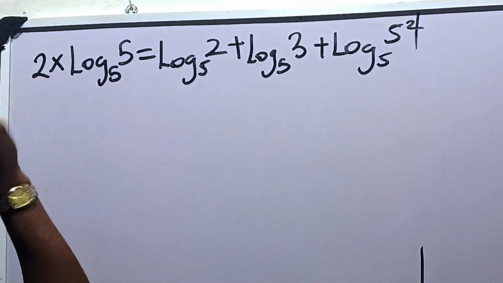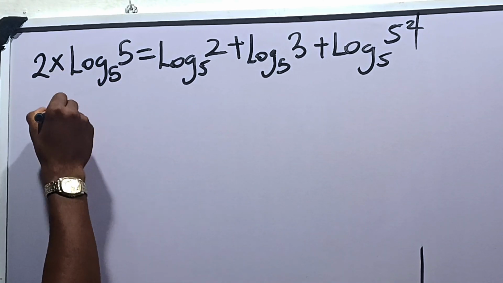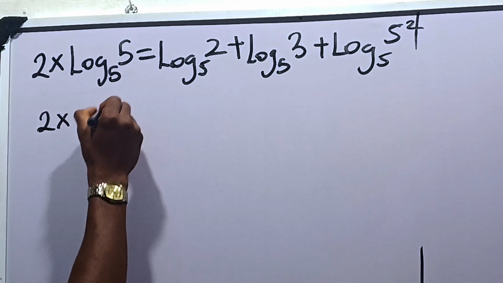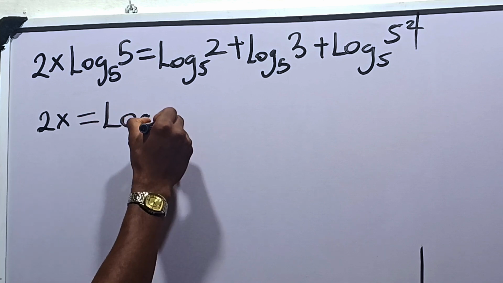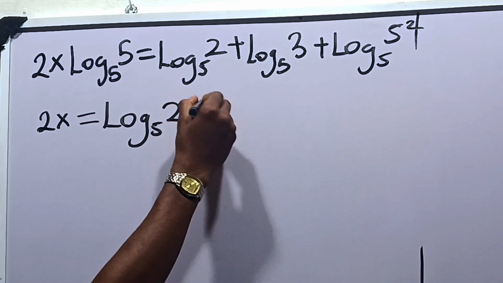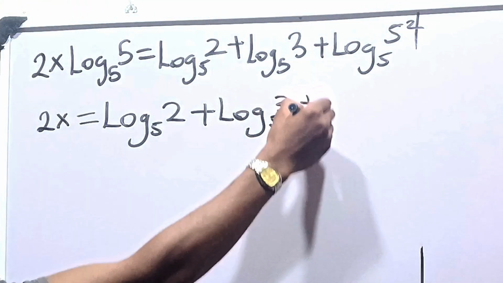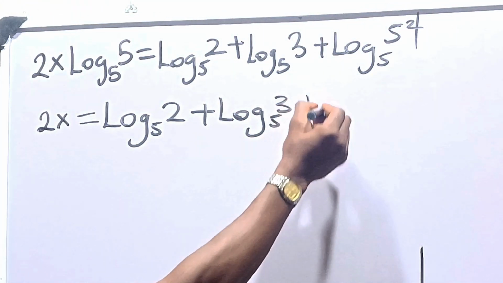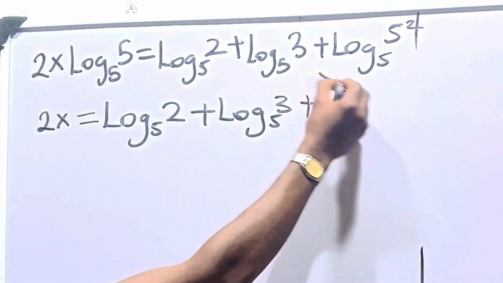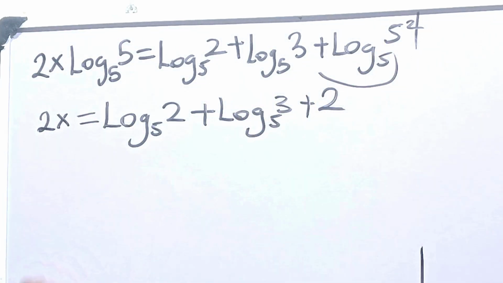Logarithm base 5 of 5 is 1. 1 times 2x is 2x. This is equal to logarithm in base 5 of 2 plus logarithm in base 5 of 3 plus, the same thing here, multiply 2 times the log. So we have 2 times logarithm in base 5 of 5, which is 1. So we have 2 here.